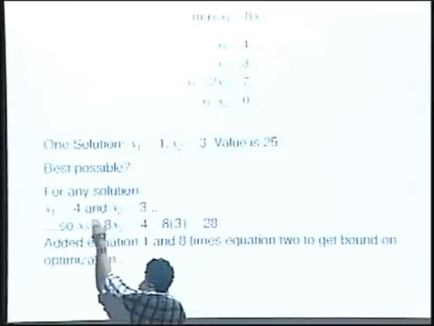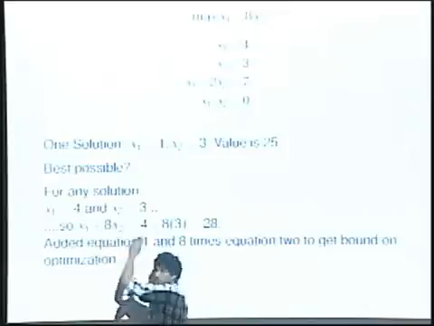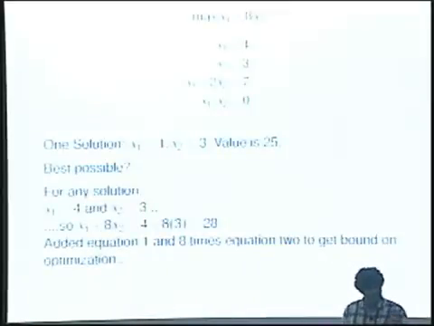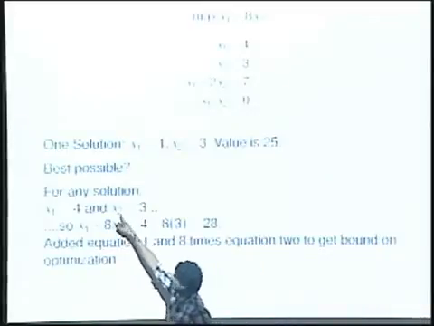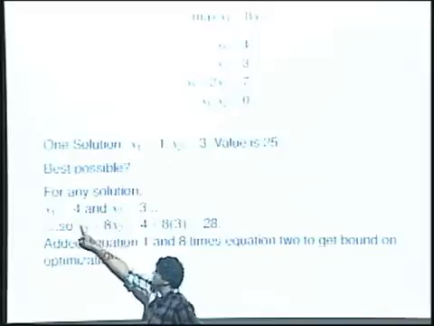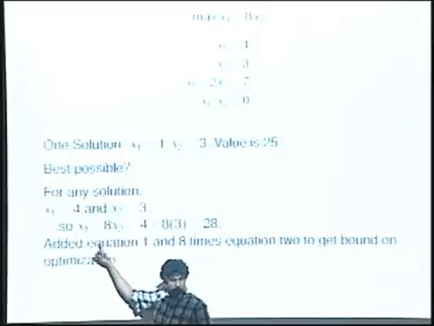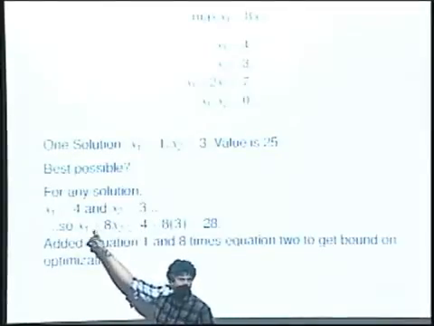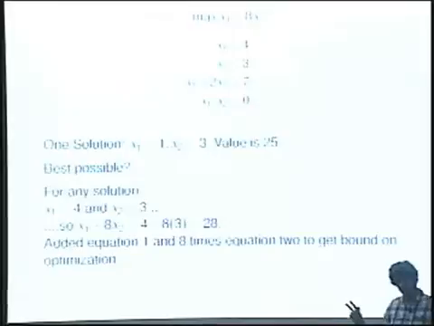Adding these two inequalities says x1 plus x2 is less than 4 plus 3. So this is one way to provide an upper bound on the optimization function: if I can add up the left-hand sides to be the optimization function, then I get a right-hand side which is an upper bound on it. That's pretty cool. I think that's cool.